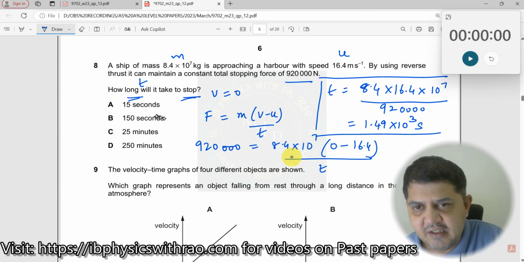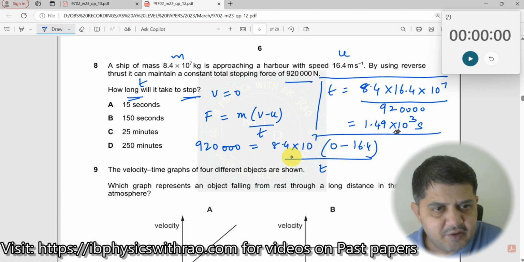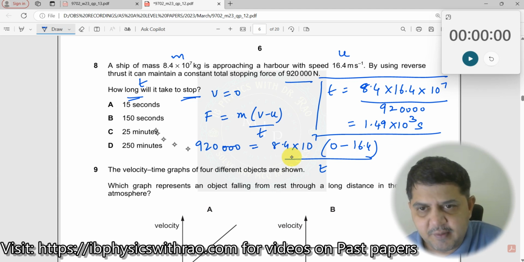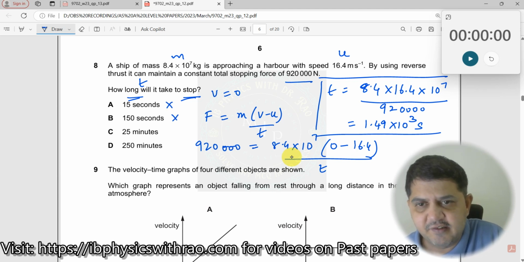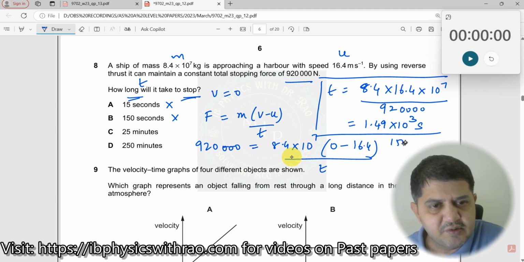But what is being asked, do we have this 1.5 into 10 cube, which is how much? 1500 seconds. Do we have? No. So 15 seconds, 150 seconds. No, it's not there. So this should be 1500 seconds.